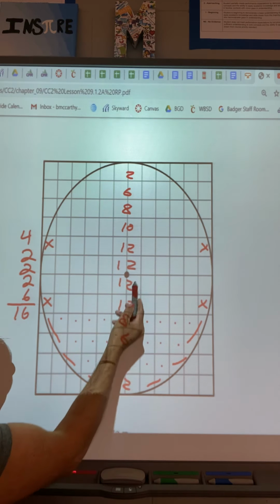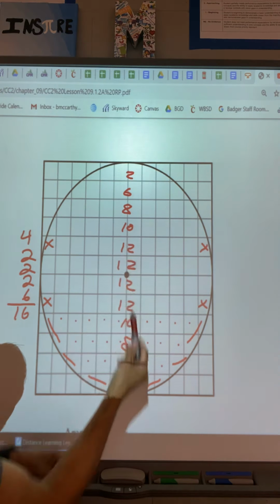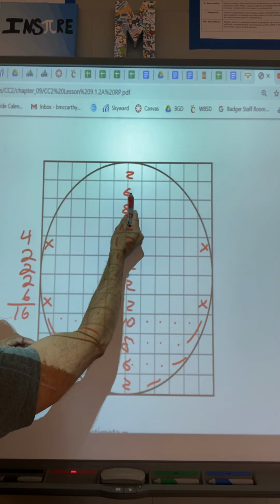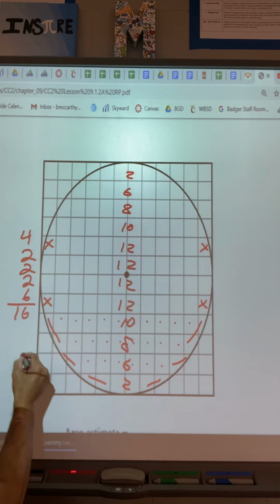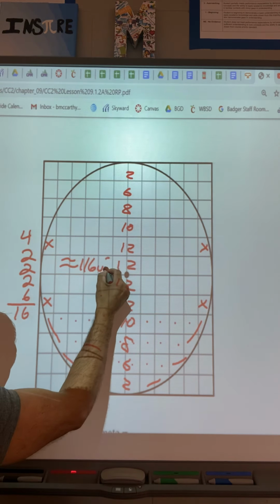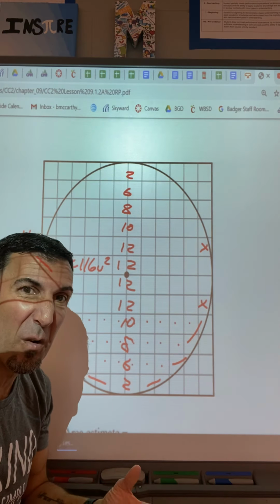So I have 16, so I have 12, 24, that's 48, 58, 68, 78, 88, 94, so 100 plus the 16. So we're saying this is approximately 116 units squared. Again, that takes a little while. We don't want to use a little while, so let's go back.